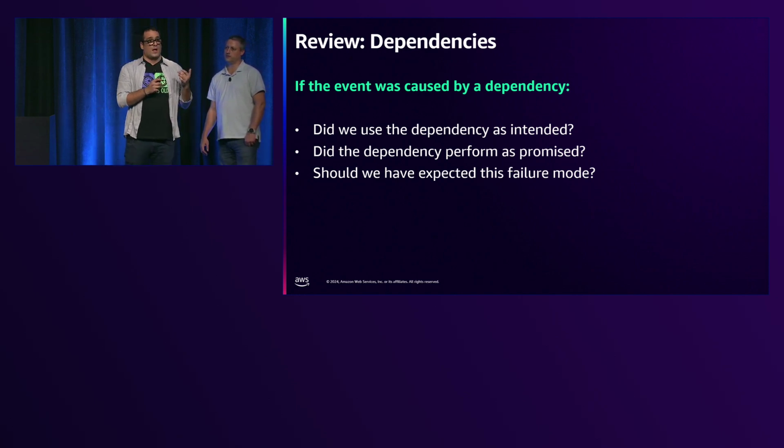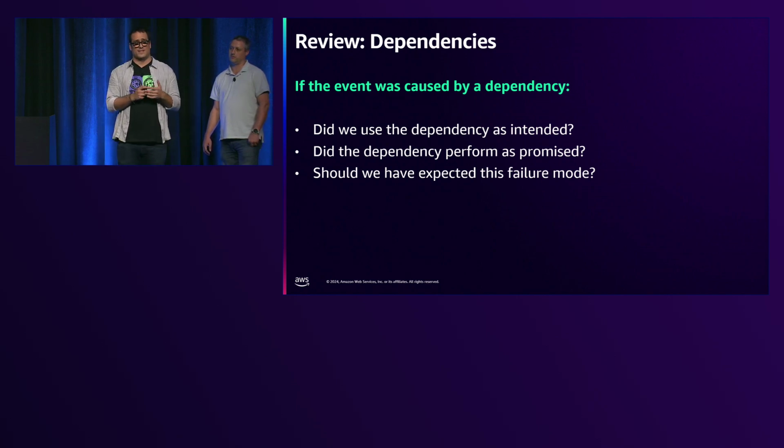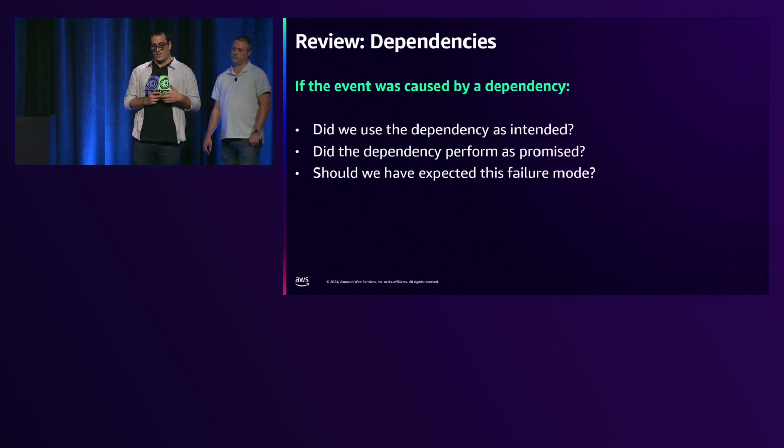And the third one, we look into whether we should have expected the failure mode. So dependencies with 100% availability are quite rare. Each dependency or service is going to have a specific set of failure modes. We want to make sure we cover all of them and either deal with or understand how our service is going to behave when one of those failure modes shows up.